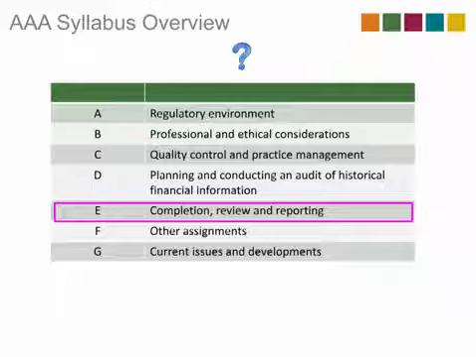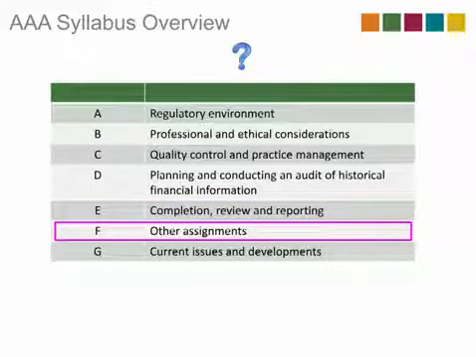The syllabus then goes on to talk about the importance of understanding completion, review and reporting, which is making sure that the auditor has completed all the work it needs to derive sufficient appropriate audit evidence and to be able to ensure that they can then complete the audit by producing their auditor's report.